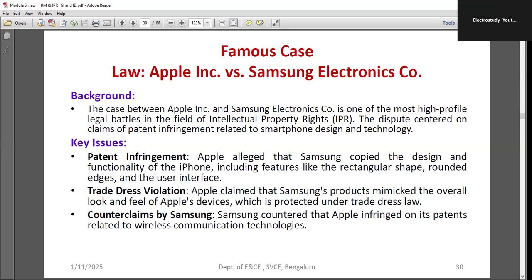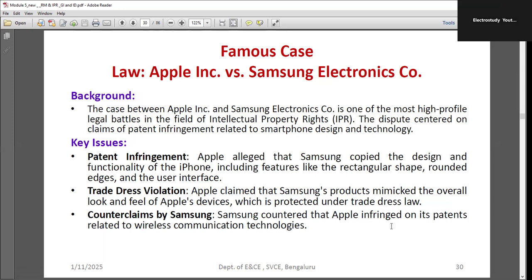Then you are supposed to mention the key issue, patent infringement. Apple alleged that Samsung copied the design and functionality of the iPhone, including features like rectangular shape, rounded edges, and user interface. Trade dress violation also. Apple argued that Samsung's product mimicked the overall look and feel of Apple devices. That is another thing.